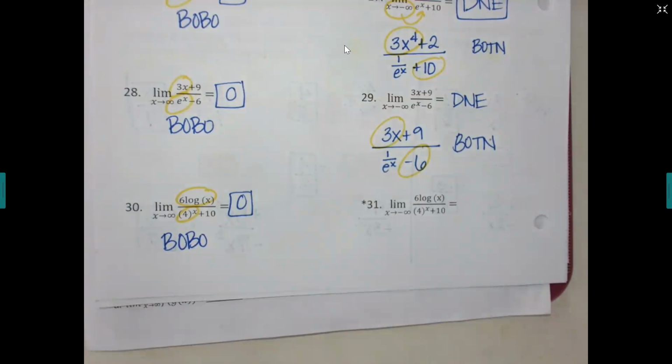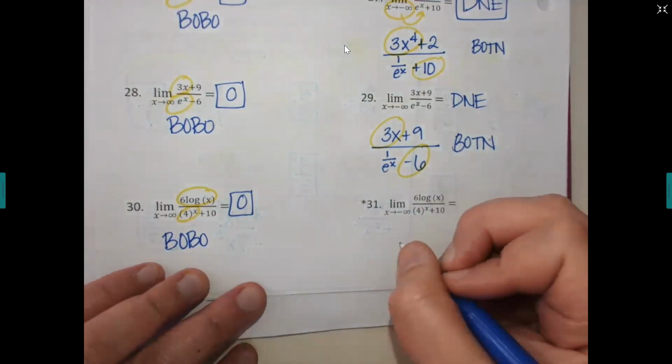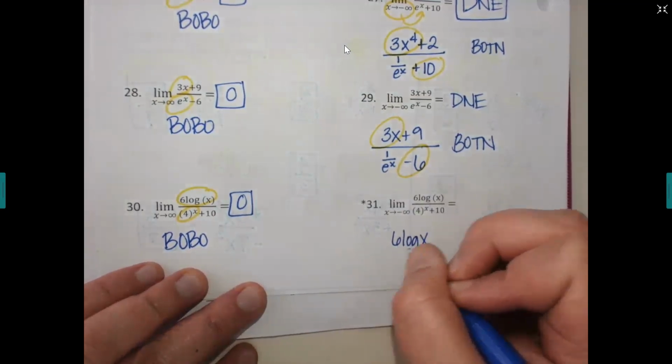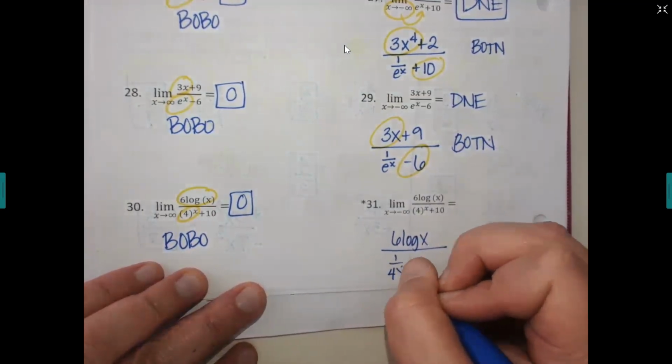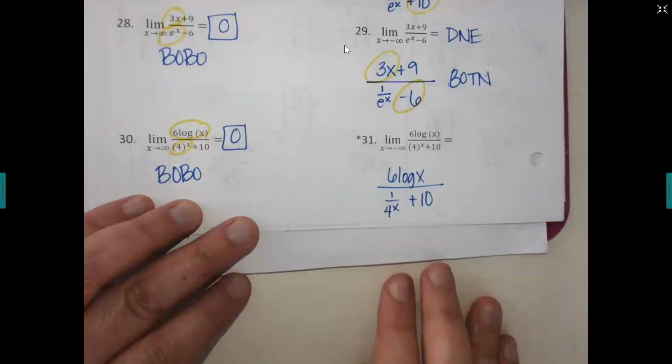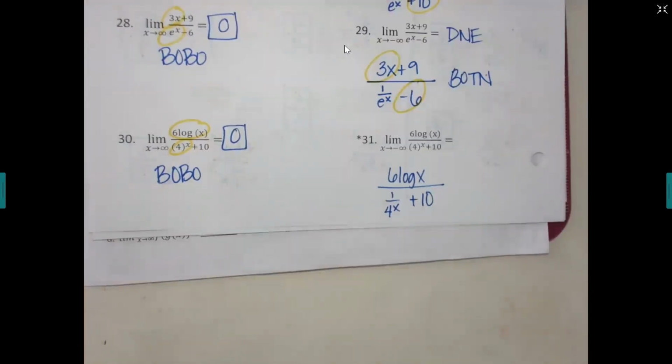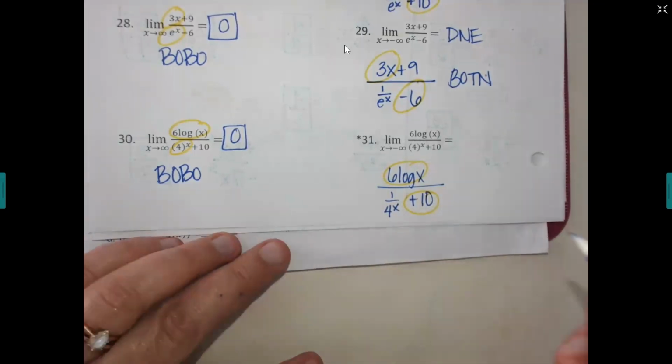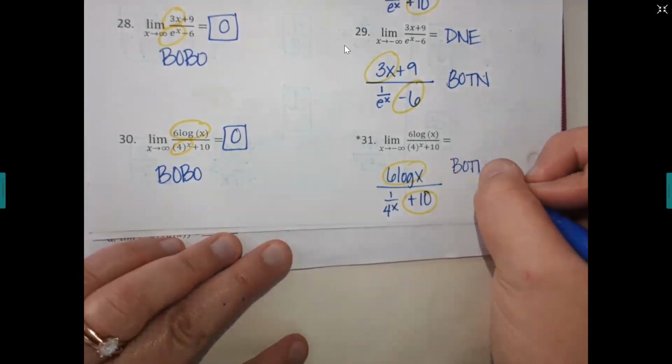X approach negative infinity, and I do have an exponential. What happens to my 4 to the x? Now it's a what? 1 over 4 to the x. So if I have a 6 log x on top over a 1 over 4 to the x plus 10, what is my versus now? The top is classified as a what? Log, right? And the bottom is classified as a what? That would be a constant. Then who's bigger? Top. So now it's a bottom, which means it's DNE.